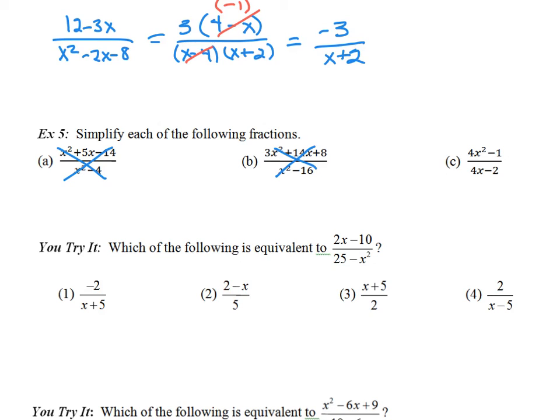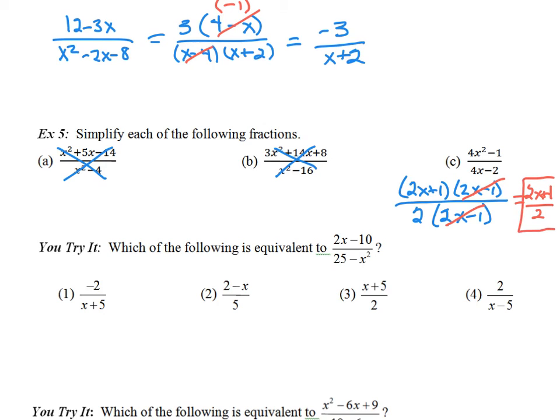Example 5, part C is slightly different, so let's go ahead and work on that one. 4x squared minus 1, that factors into 2x plus 1 times 2x minus 1. In the denominator, 4x minus 2, I'm going to factor out a GCF of 2, and I'm left with 2x minus 1. Again, I see that I have like factors in the numerator and the denominator, so I can cancel those off. And this solution is going to be 2x plus 1 over 2. So this will be my simplified fraction.